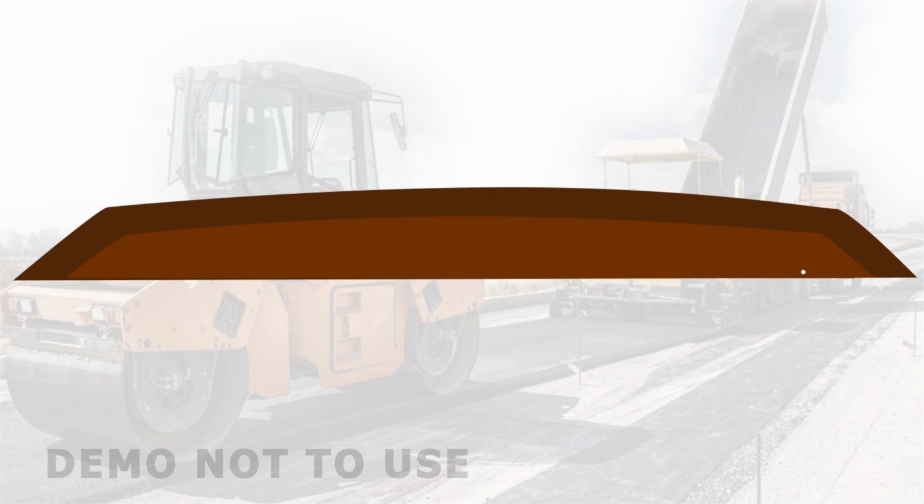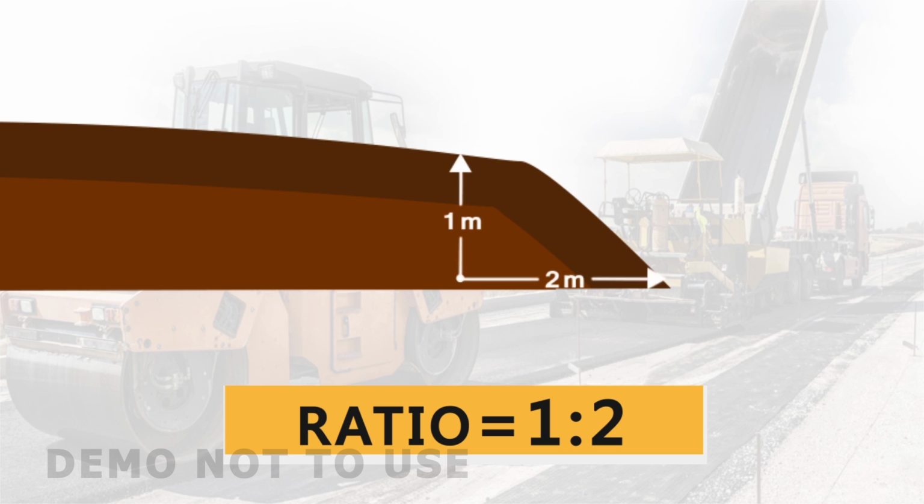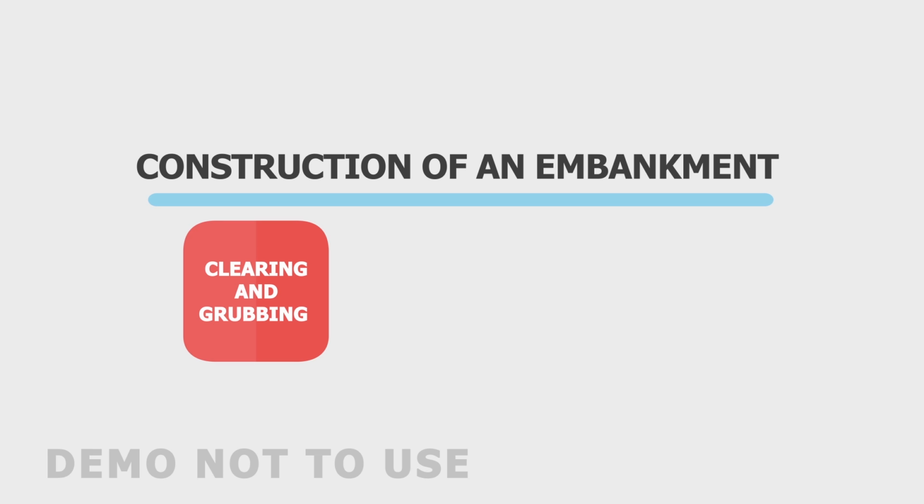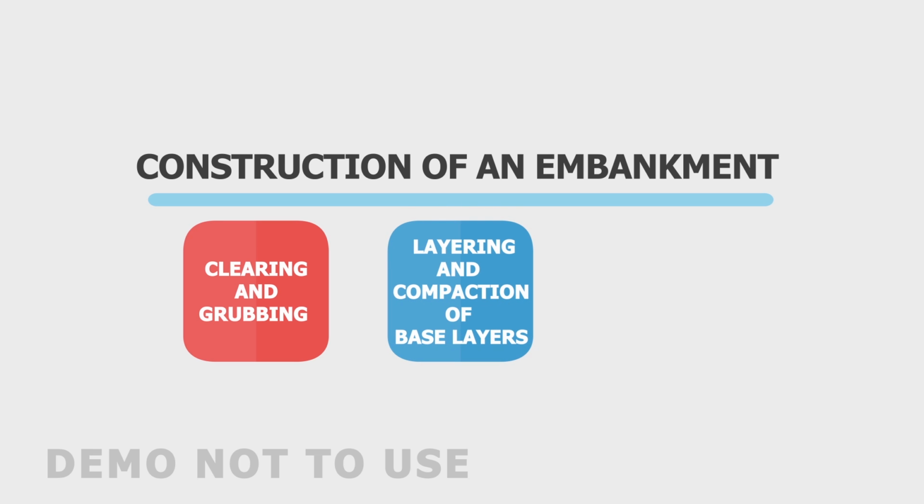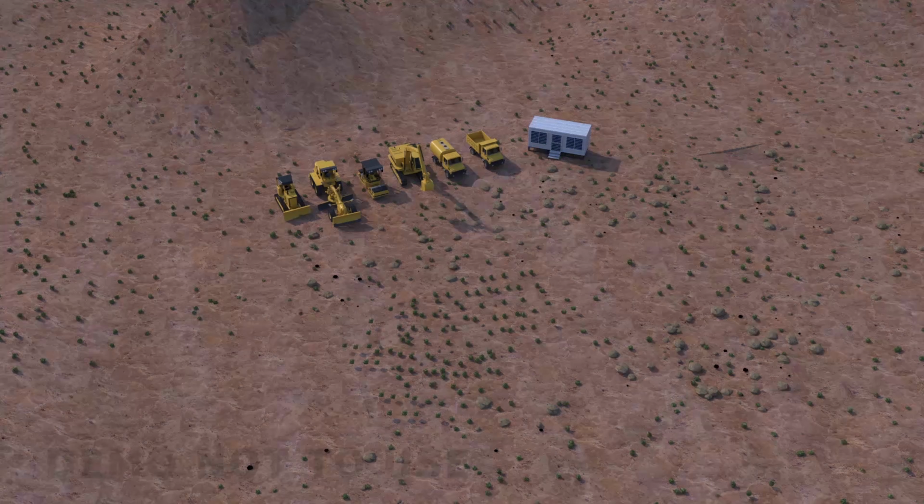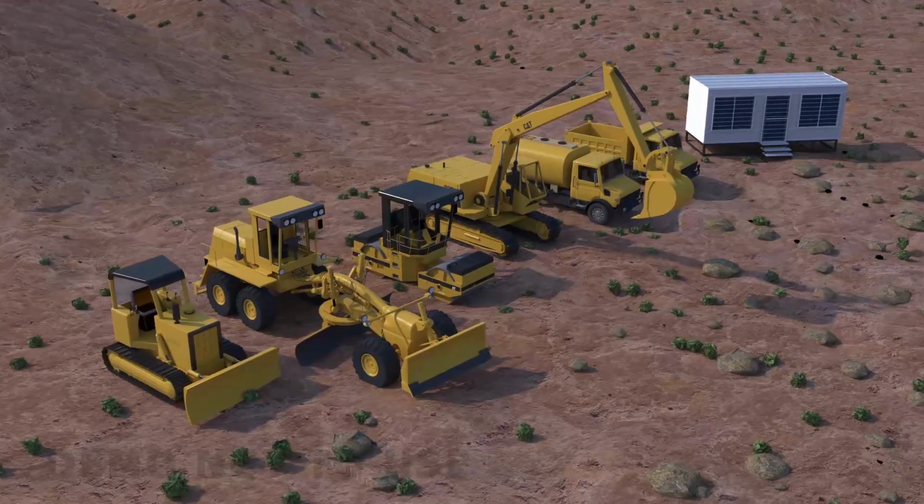Typically, height of an embankment varies from 1 to 3 meters and vertical to horizontal slope is in the ratio of 1:2. Processes required for construction of an embankment: clearing and grubbing, layering and compaction of base layers, layering and compaction of subgrade. Let's take you to the construction site where embankment has to be constructed.